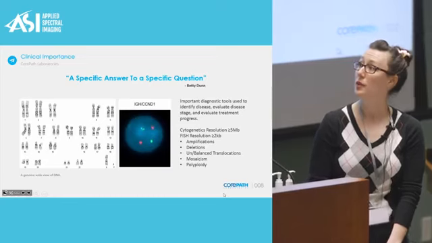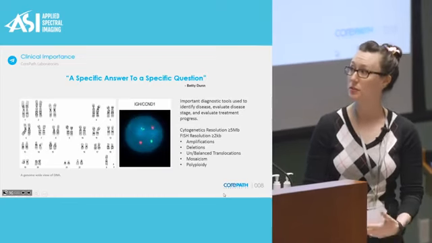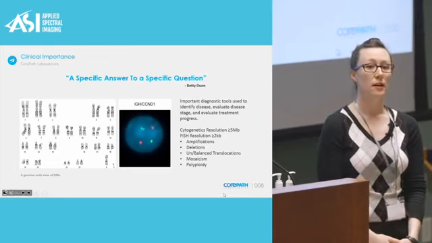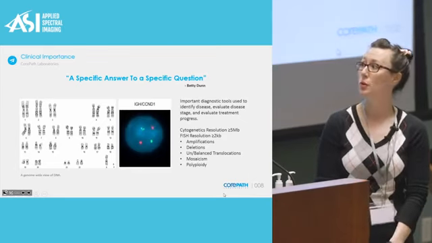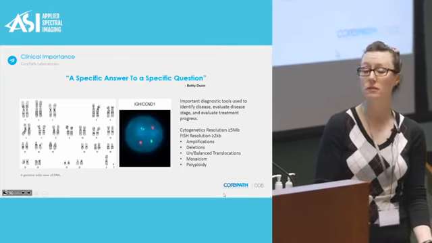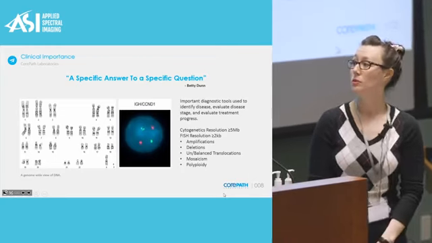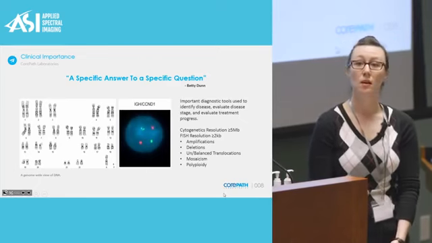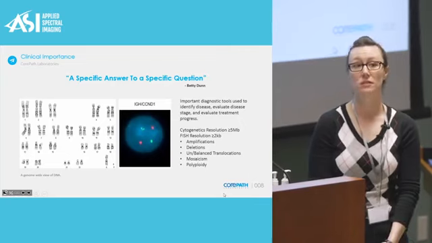And so, how these apply to someone's diagnosis, with the different resolutions that we have, it's going to give a better picture of what is going on with this person. So you're going to be able to detect amplifications, deletions, unbalanced and balanced translocations, mosaicism, and polyploidy. All of those components are important clinically for providing treatment and diagnostic services to a patient.